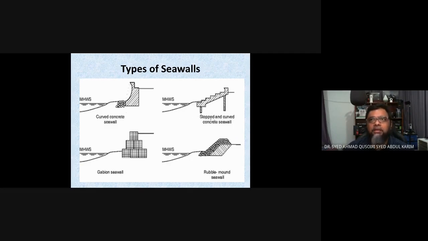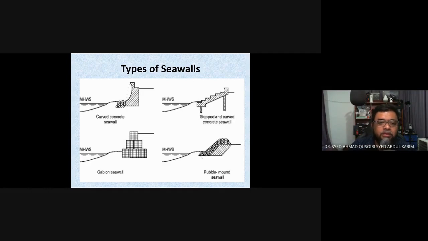So this is the step and curved concrete seawall. This is a lot safer for people or animals that are around that area. The one that we usually see is the rubble mound seawall, where there is a concrete core and then it's covered by a lot of large size boulders. Okay, because the holes in between the boulders will help to absorb the energy of the incoming waves.